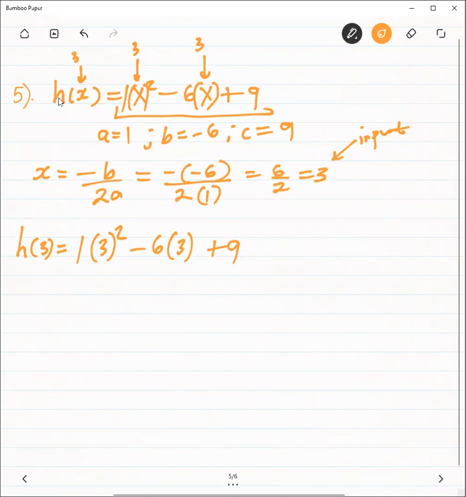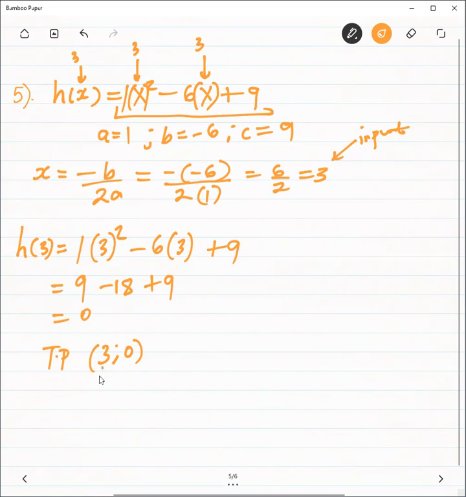So when it's like this, it means input x, right? X can be anything. In this case, our x is 3. So where there's x, I'm inputting 3. And then let's see what our output is. So here I have 9 minus 18 plus 9, right? Which is 0. Right. Which means our turning point is at (3, 0). This is your TP, right?